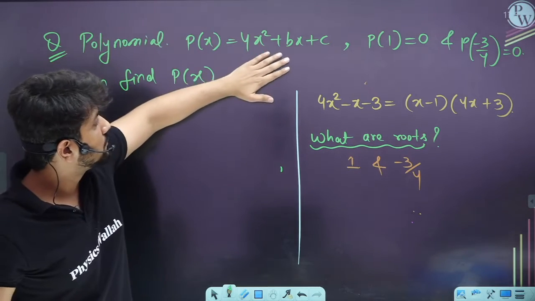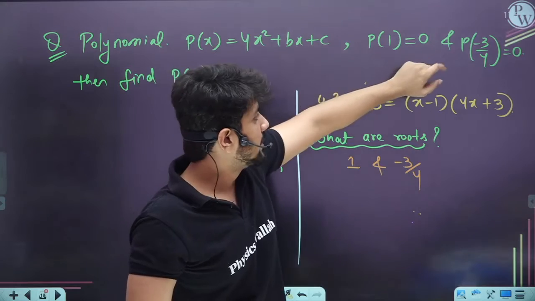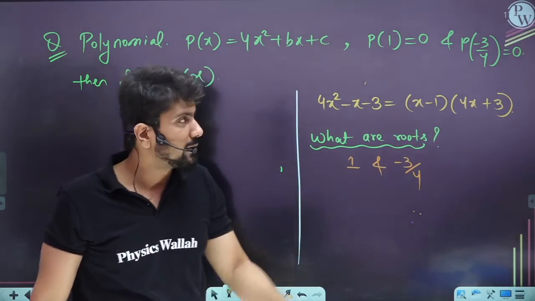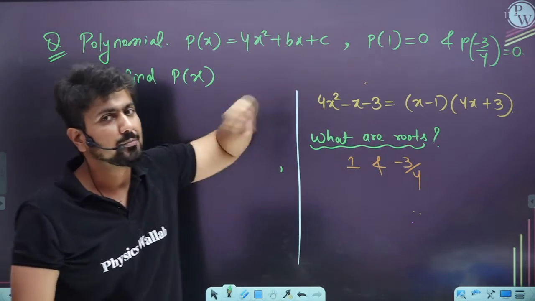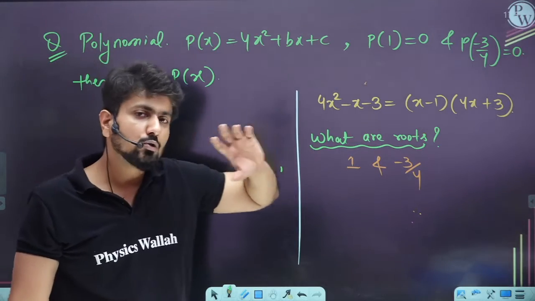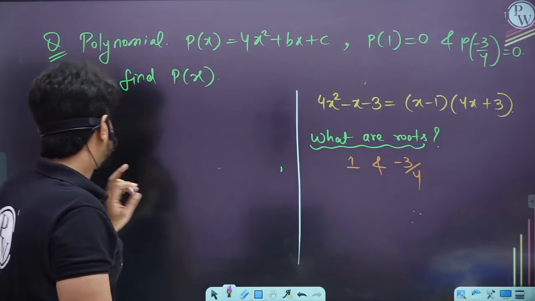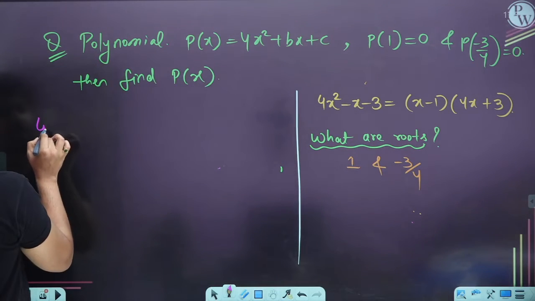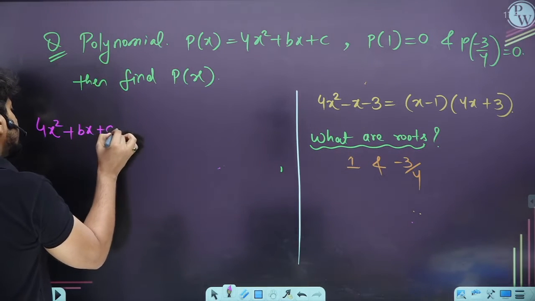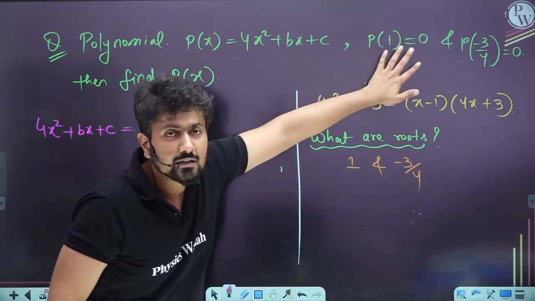The polynomial p(x) is equal to 4x square plus bx plus c is given. I am saying that p of 1 is 0 and p of minus 3 by 4 is 0. Basically it becomes 0 at 1 and minus 3 by 4. Now I am looking for this polynomial. Reverse engineering. Now, how do I use the factor theorem here? Guys, directly, in one line, I am going to find this polynomial 4x square plus bx plus c. I need to find this. I have its two factors.